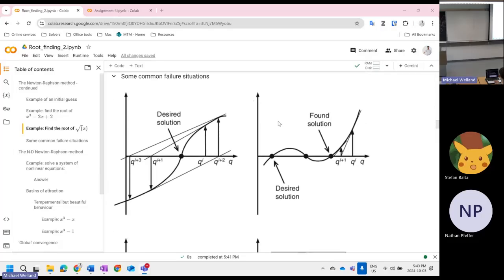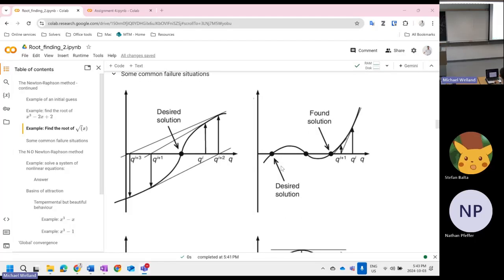Here are some other common and uncommon failure situations. So this is a nice sigmoidal function. You see the desired root here, but because you're starting off here, you jump around it and you actually end up getting farther and farther away, and you won't find it. Meanwhile, if you did start in here, then you would find it super quick. This one, if the function has multiple roots, you are going to find a root. You will not necessarily find the root that you are closest to.